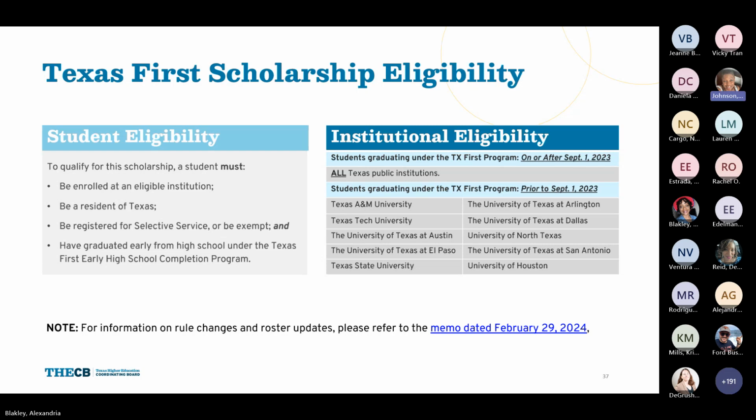Students graduating early with a Texas First diploma prior to September 1st of 2023 are subject to previous legislation, meaning these students can use their scholarship at any one of the 10 research or emerging research institutions, as you see listed on the screen. For more information on rule changes, we do encourage you to review the memo that was released on February 29th of 2024. We have it hyperlinked here for your convenience, and we encourage you to read the Texas Administrative Code in its entirety.